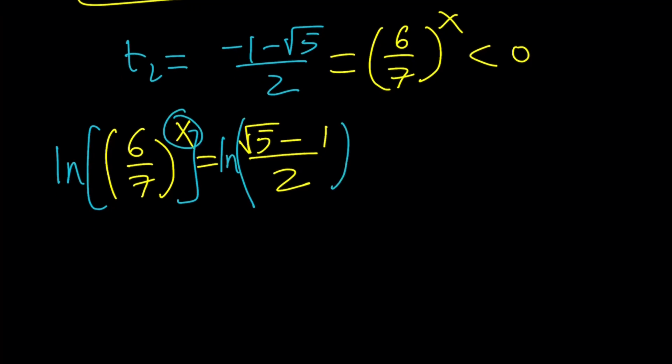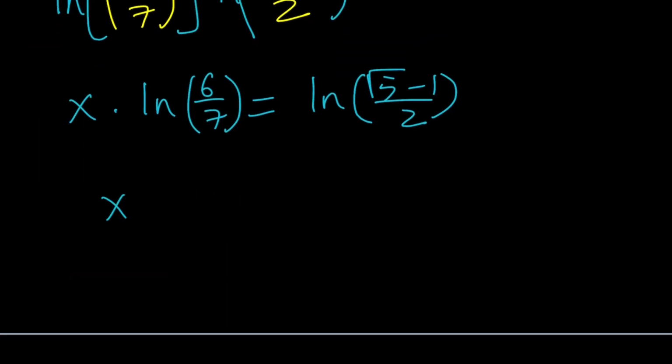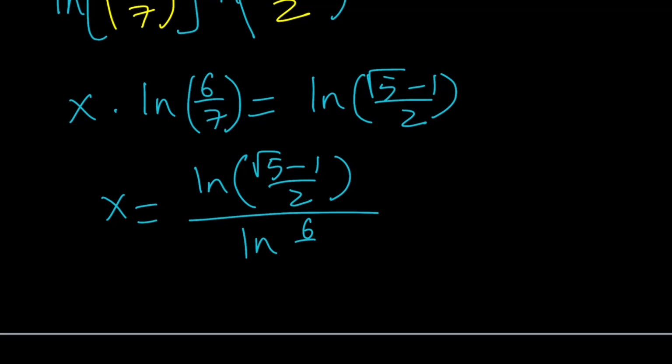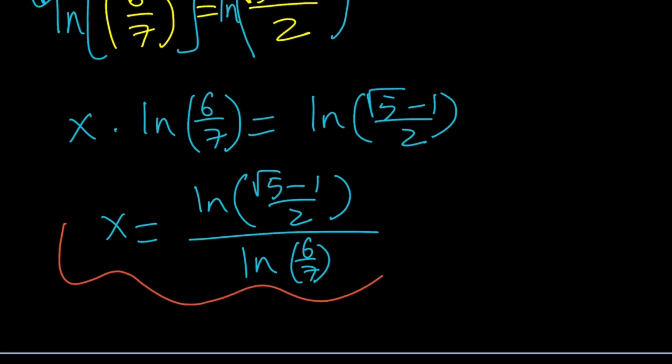This x, you can bring it down. x times ln 6/7 equals ln of (root 5 minus 1) over 2. And then finally, by division, we get x equals ln of (root 5 minus 1) over 2, the golden ratio, divided by ln 6/7. Of course, you can write this as ln 6 minus ln 7, but that's not a huge improvement. Okay? So that's the real x value.